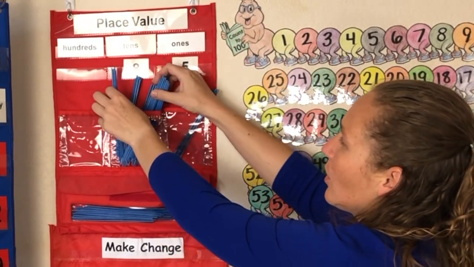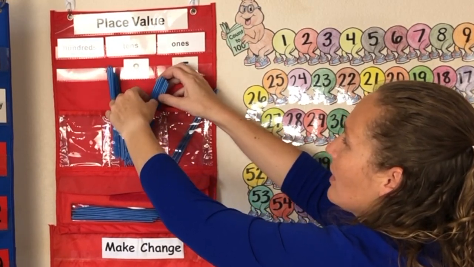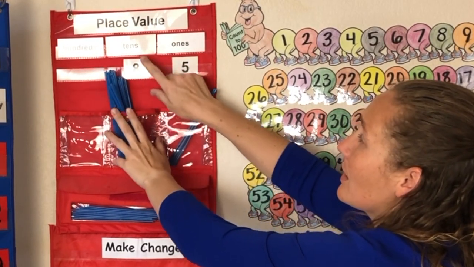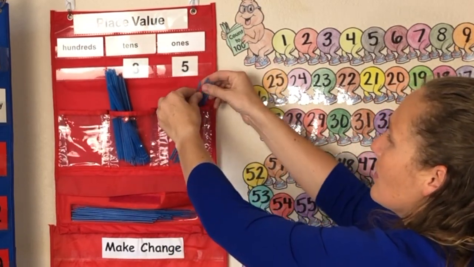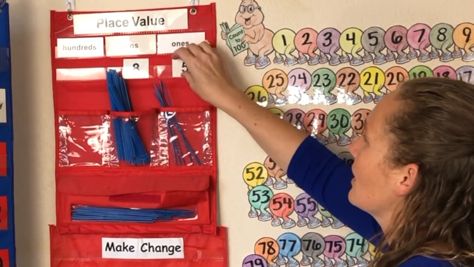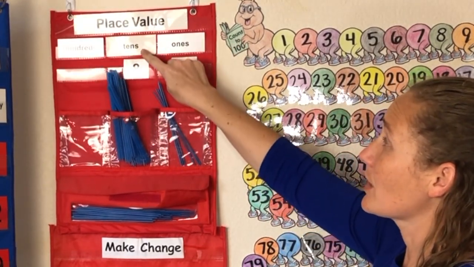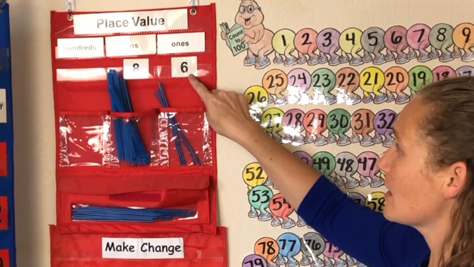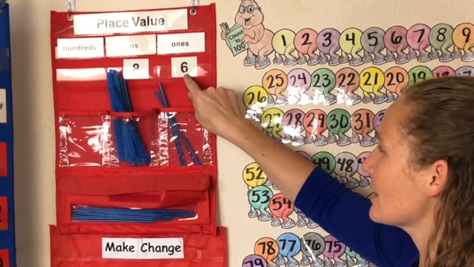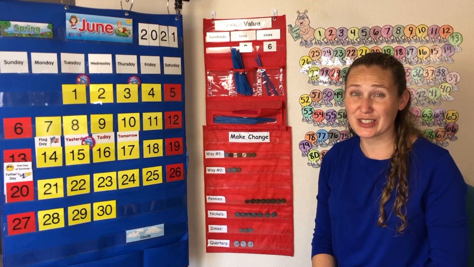We have 1, 2, 3, 4, 5, 6, 7, 8 groups of 10 straws, and 1, 2, 3, 4, 5, 6 groups of 1 straw. 8 groups of 10, 8 tens, 6 groups of 1, 6 ones, makes 86 straws. For 86 days that we've had calendar time.